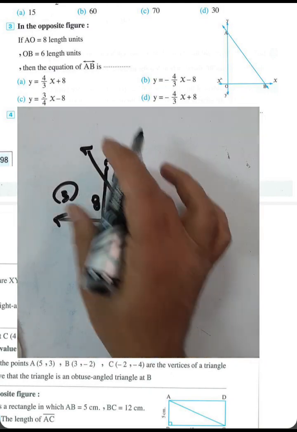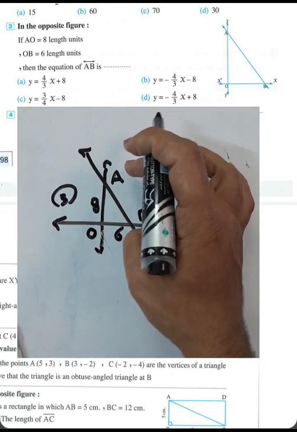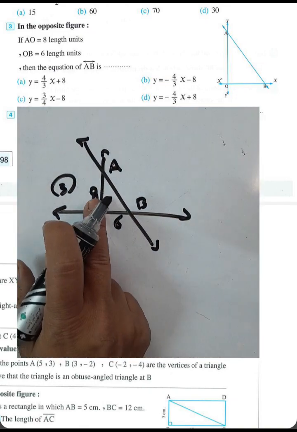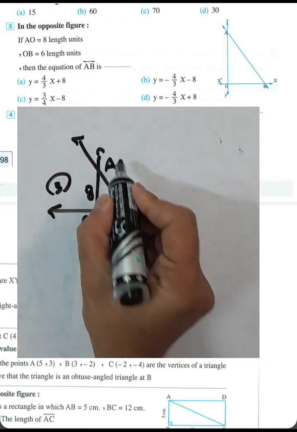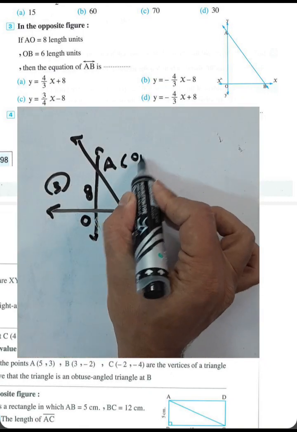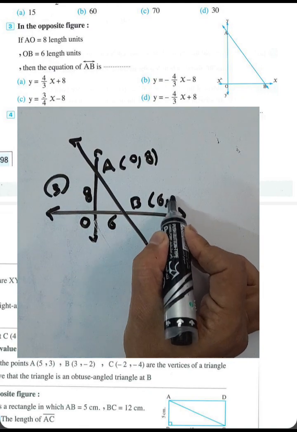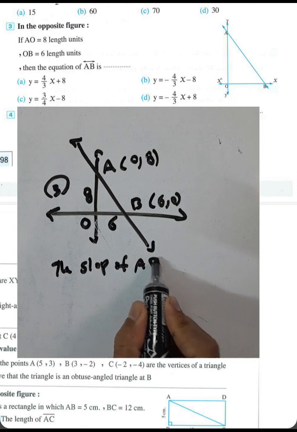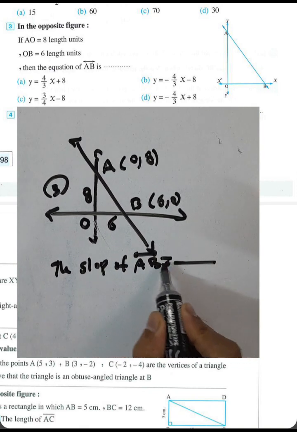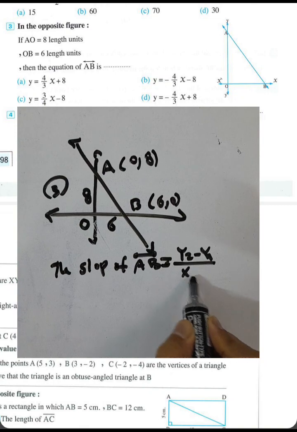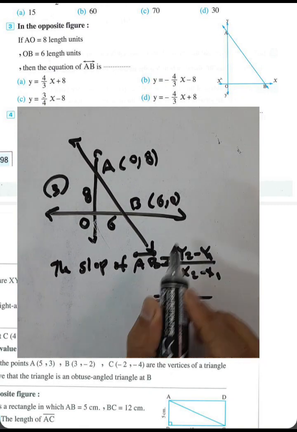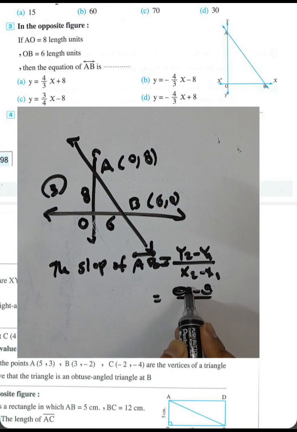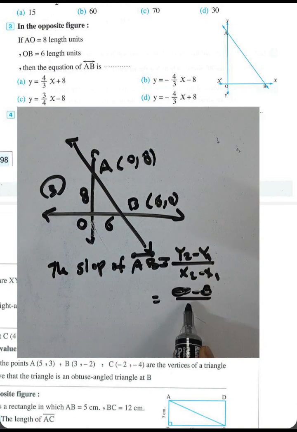Okay, we can find the equation of straight line AB by finding the slope of AB, and we have the y-intercept is 8. We know the coordinates of A are 0 and 8, and of B are 6 and 0. Then the slope of straight line AB equals the rule y2 minus y1 over x2 minus x1. We have here 0 minus 8 over 6 minus 0.